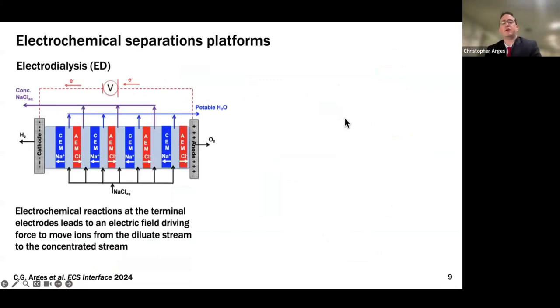All right. So now I want to tell you a little bit about the different platforms that are available to enable these separations. The first one is this electrodialysis platform. This is a common method where you would feed in a brine solution, sodium chloride, and you take all the ions out of water. This is unlike an osmotic method where you're really removing the water out of the brine solution. So you have these electrochemical reactions at these terminal electrodes that force an electric field on the system and that force the ions to migrate across these repeating pairs of cation and anion exchange membranes. And so you get a purified stream and a concentrated brine stream.